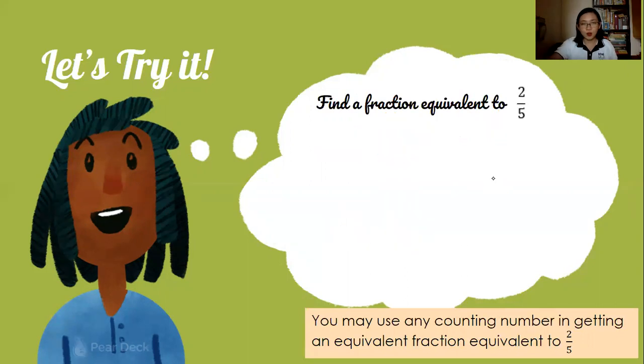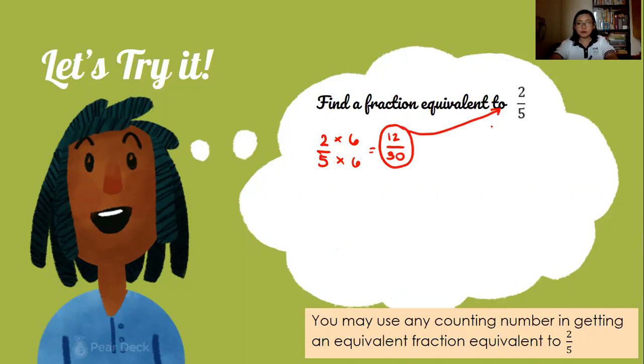Let's have another one. Find a fraction equivalent to 2/5. In this fraction, I will choose the number 6 to multiply our original given fraction. So 2 times 6 is 12. 5 times 6 is 30. This fraction now is equivalent to 2/5.